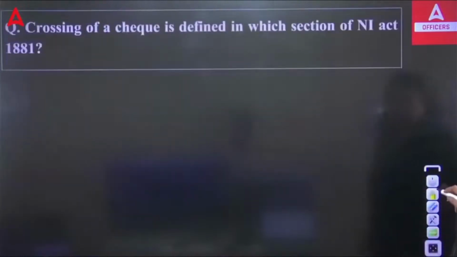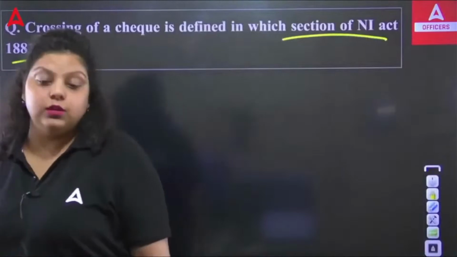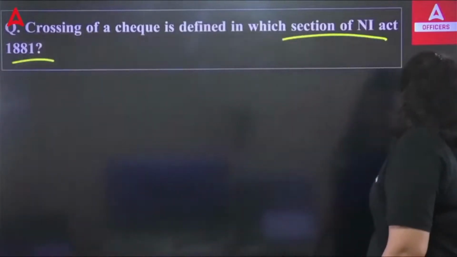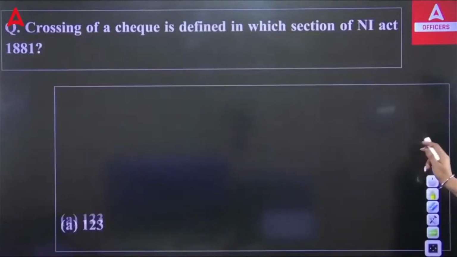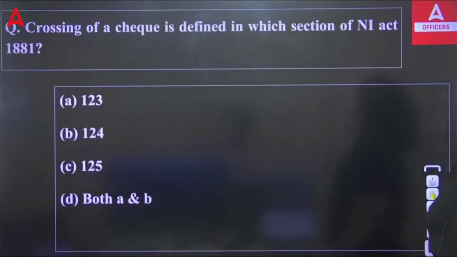Next. Crossing of a check is defined in which section of the Negotiable Instrument Act 1881? So, crossing of a check will be of 3 types. The sections are 123, 124, 125, and both A and B. Which of the following is correct?